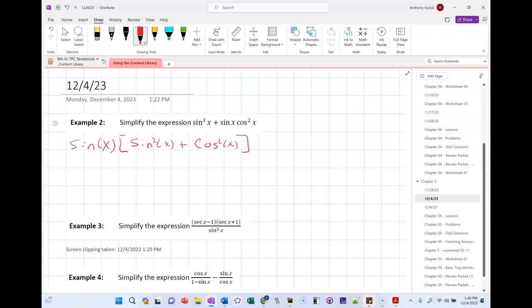P1. Hannah says P1. Why did you say that, Hannah? It's sine squared plus cosine squared. Great, and that's what we have right here. So what does P1 say sine squared plus cosine squared is equal to? 1. So I can replace all of that in blue with just 1.